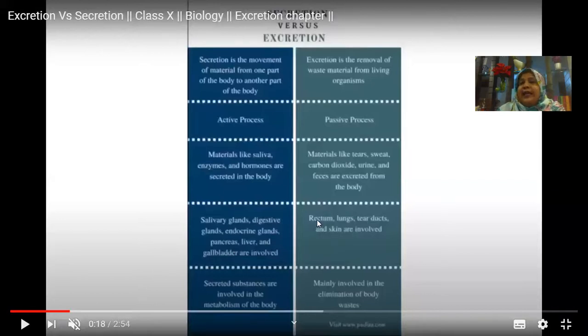And the organs that help in excretion: rectum, from which fecal matter is thrown out of your body. And lungs, which purify and give out carbon dioxide as excreta. Tear ducts give out tears, and skin is also involved in secreting out sweat. So this secretion requires all this metabolism, and it is eliminated from our body.